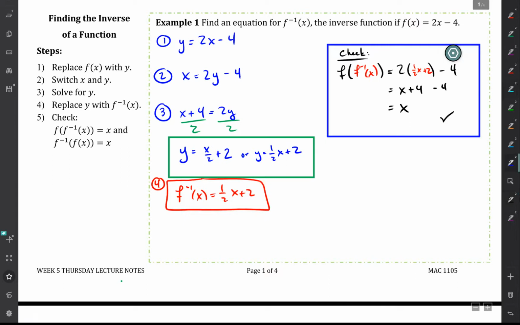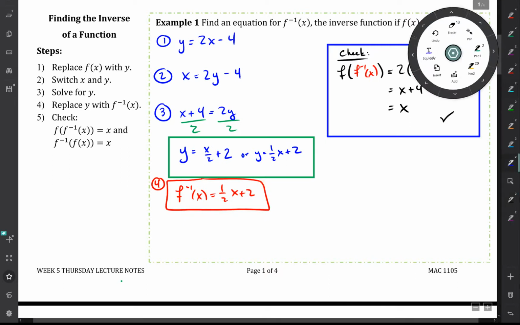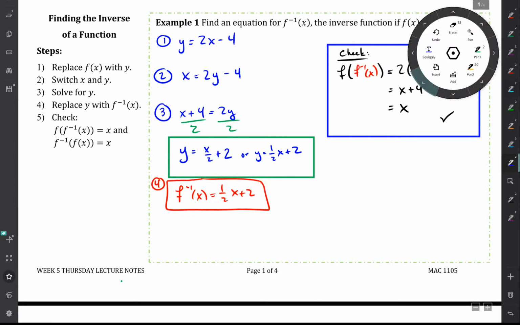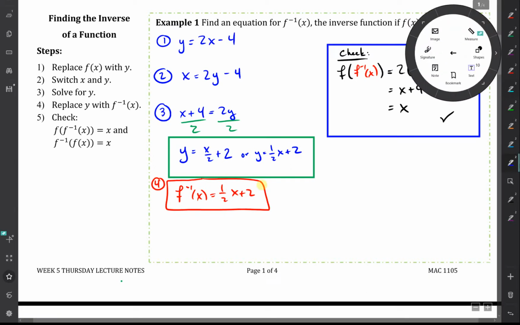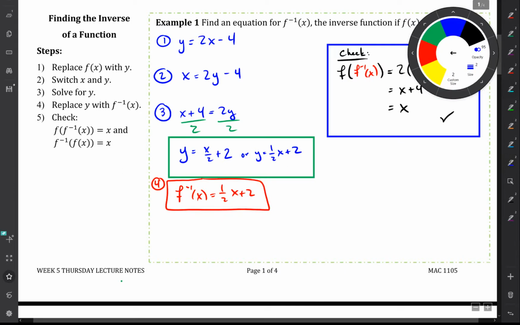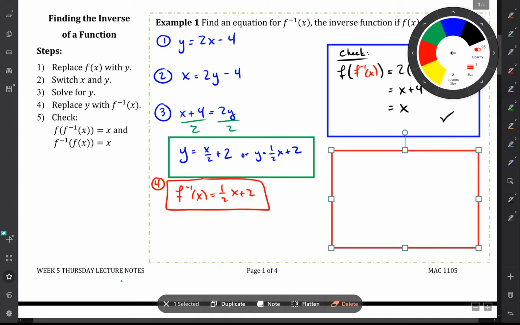And you can do the same thing again for plugging f into f inverse. So I'll do that real quick. So either one of these checks would suffice, but I'll show you both ways.